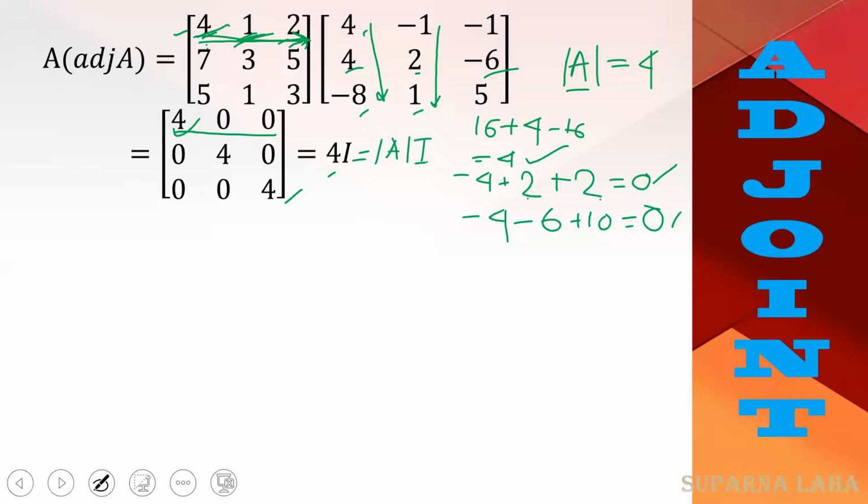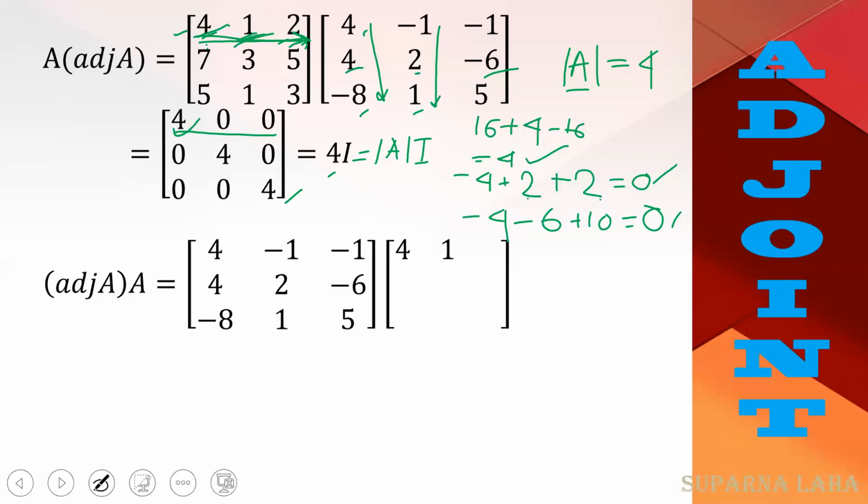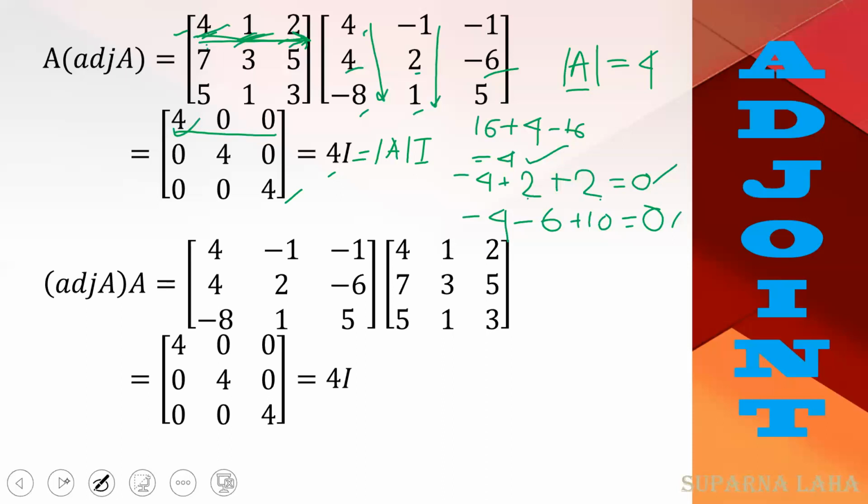Now let's check adjoint A into A. What is the value of this multiplication? If we multiply this one, we will find the same matrix again, that is 4, 0, 0, 0, 4, 0, 0, 0, 4. So this will be 4 into identity. Take 4 common, or you can say divide this matrix by 4 and multiply by 4 again. So we can write this value as determinant A into identity matrix.